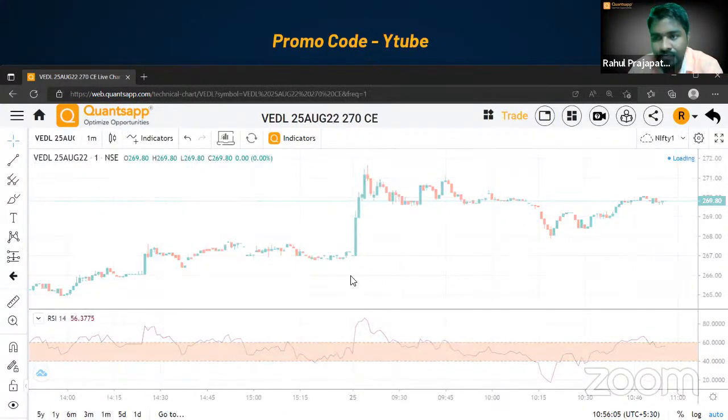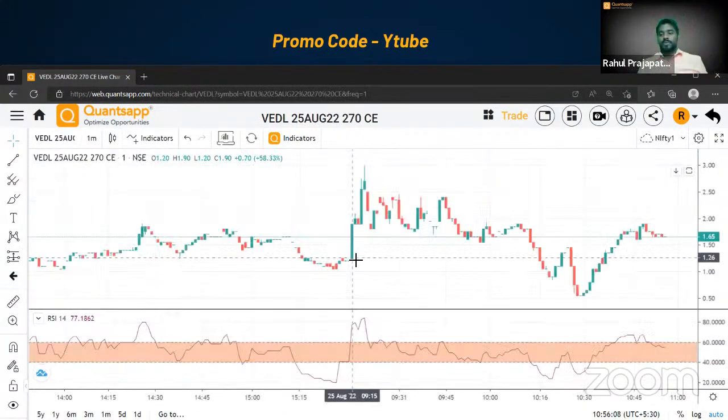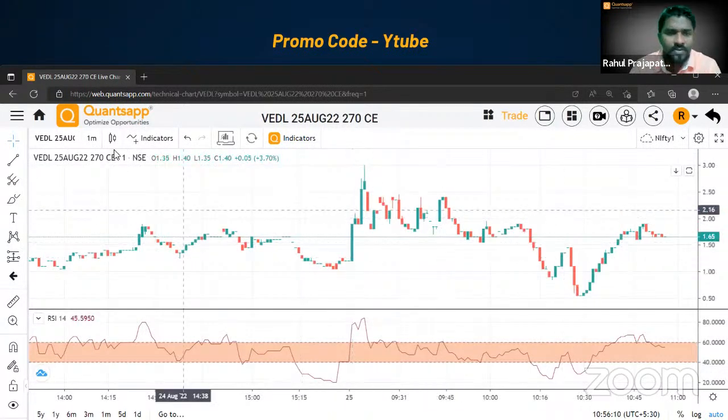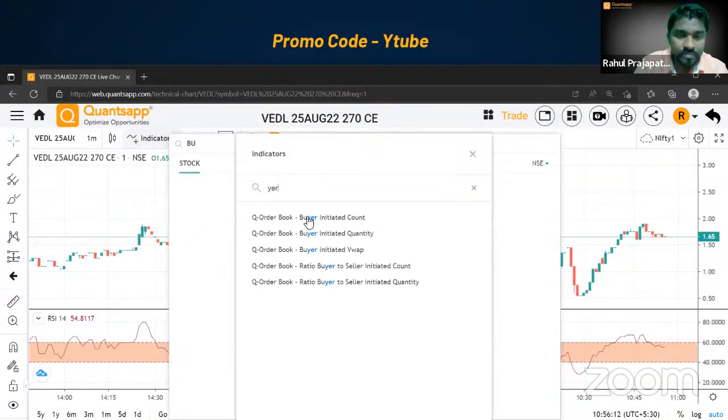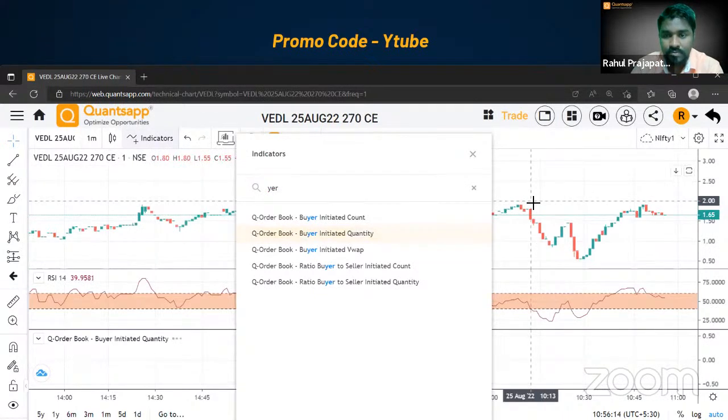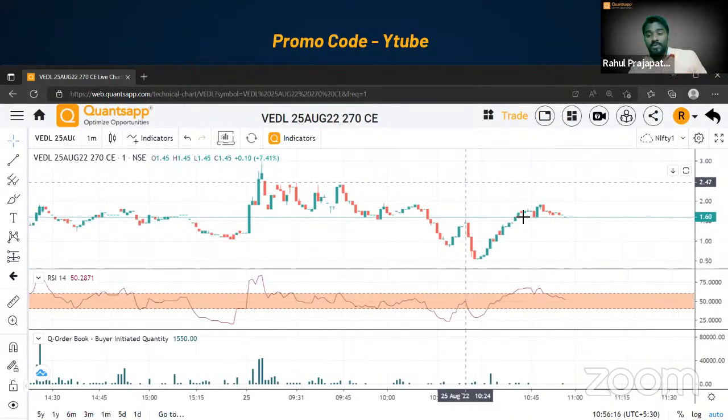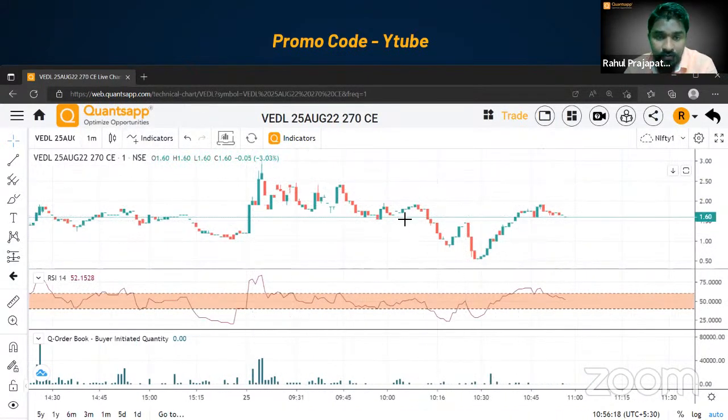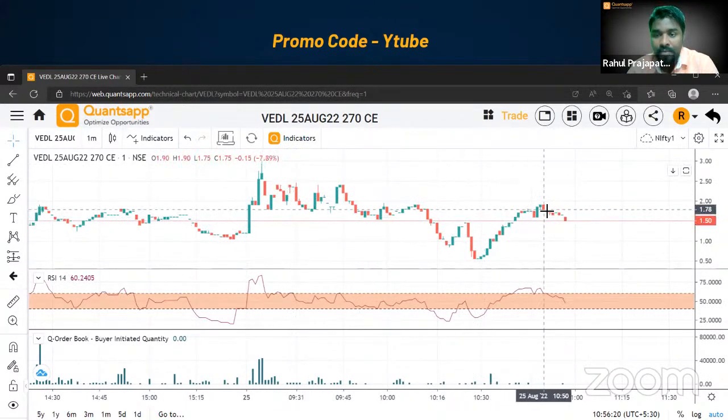Let's look at today's. Okay, so a ₹1 call option is trading. The stock went up, the call option went up, and then came down. Now it is again giving a breakout above. The stock is giving a breakout above the 270 option, right?